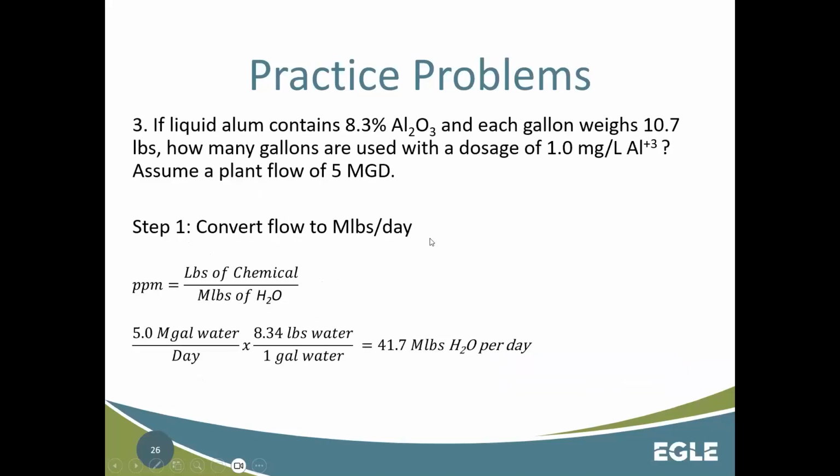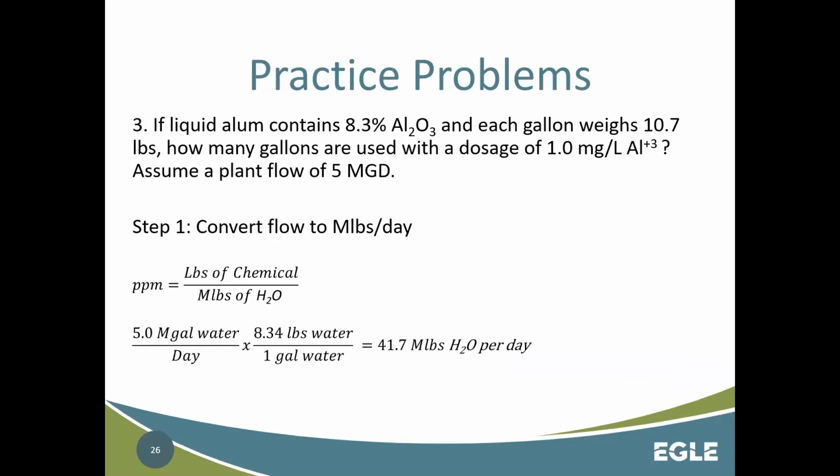All right, practice problem number 3. If liquid alum contains 8.3% aluminum oxide and each gallon weighs 10.7 pounds, how many gallons are used with a dosage of 1 milligram per liter as aluminum ion? Assume the plant flow is 5 million gallons per day.